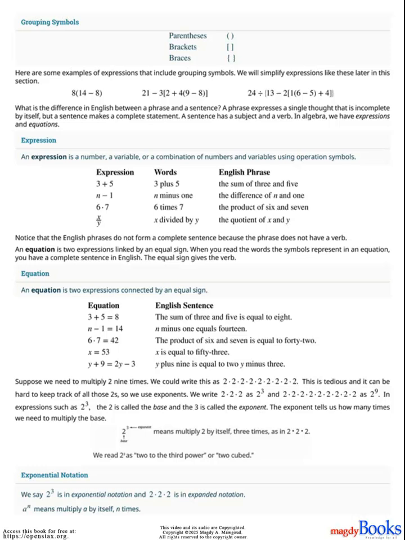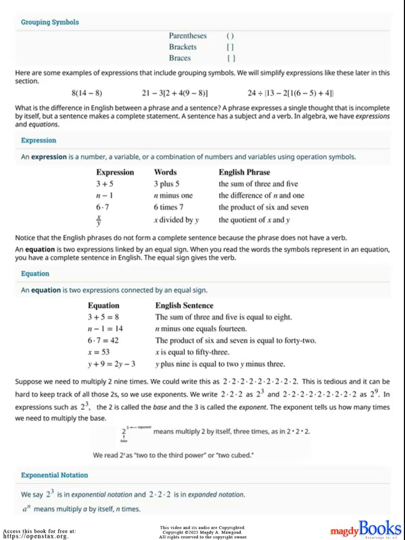2. Brackets. Left square bracket or open square bracket. Right square bracket or closed square bracket. 3. Braces. Left curly bracket or open curly bracket, right curly bracket or closed curly bracket. Here are some examples of expressions that include grouping symbols. We will simplify expressions like these later in this section.